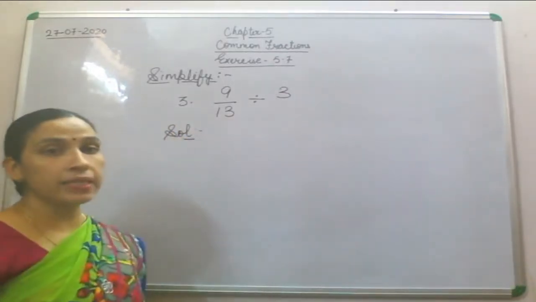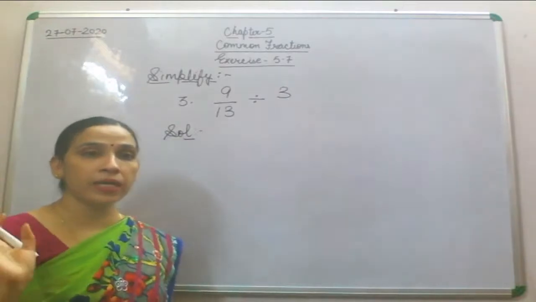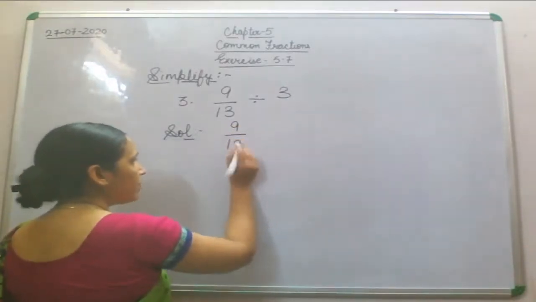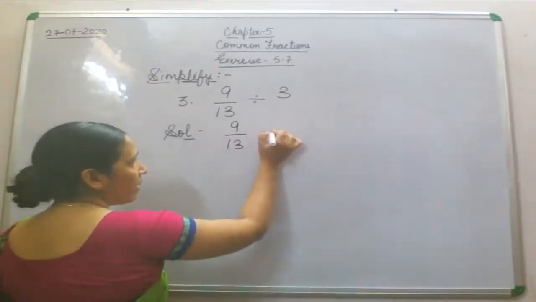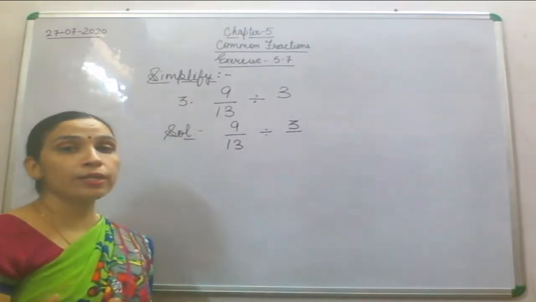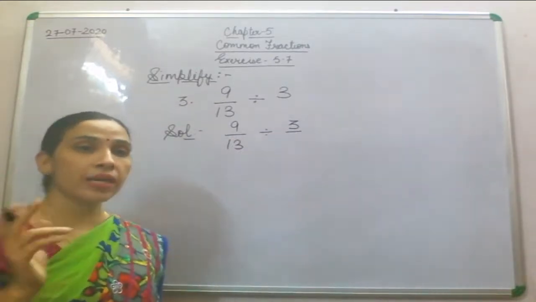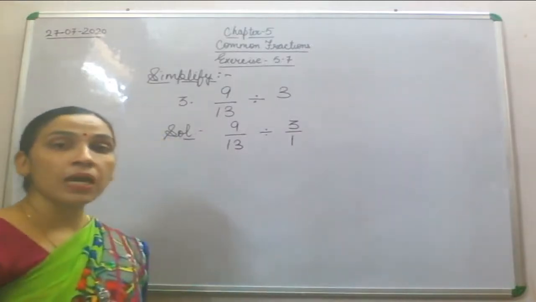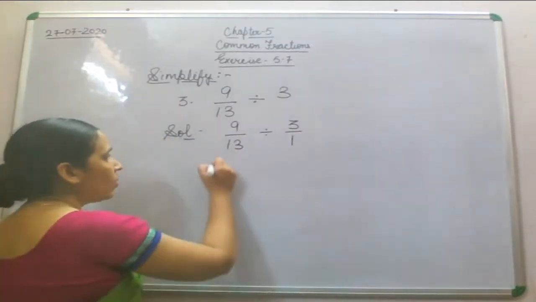Now 9 by 13 will be divided by 3. So what will you do here? The same steps, divided by 3. Now we don't have anything in the denominator, so what will we write? We will write 1 over there. After writing 1, what will we do?